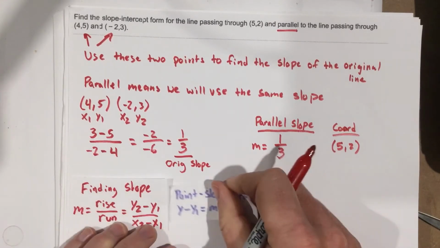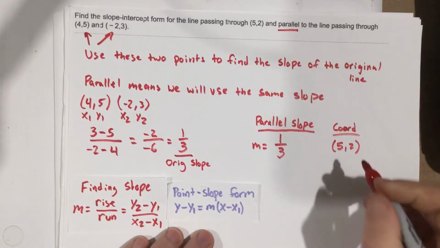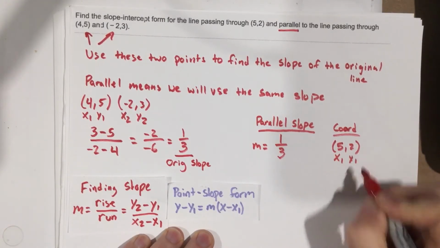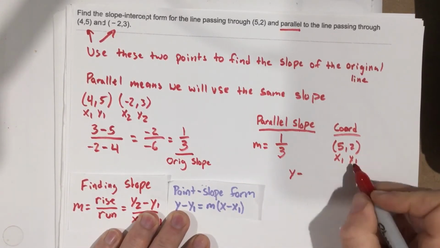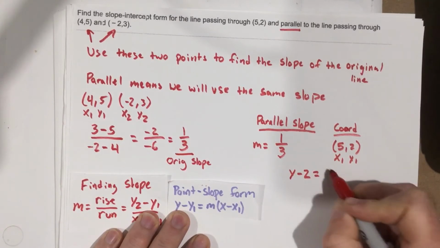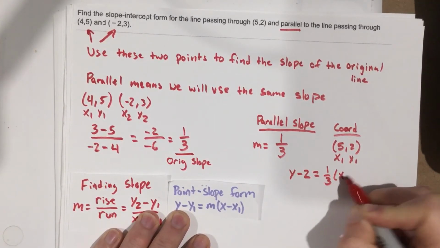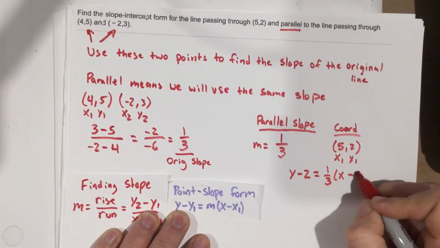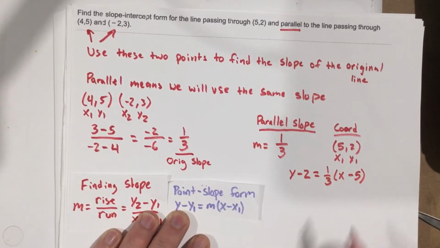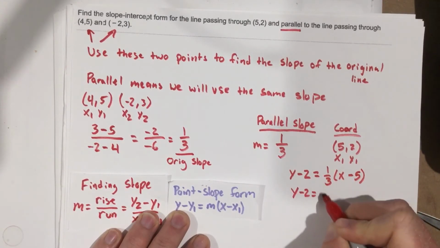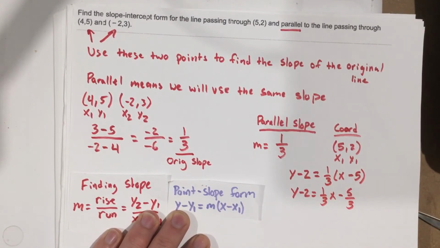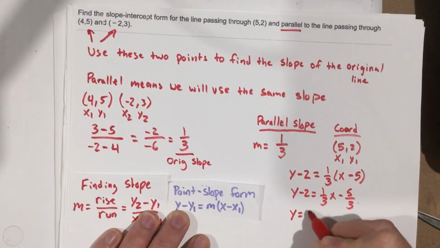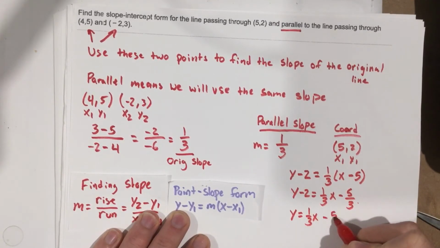So if I pull out point slope form, I can now use this by calling it x1 and y1, and I use that slope. I can now write my parallel line that goes through this coordinate. So I say y minus y1, which is 2, equals 1/3 times x minus x1, which is 5. Distribute, I get y minus 2 equals 1/3 x minus 5/3. Add the 2 over, I get y equals 1/3 x minus 5/3 plus 2.